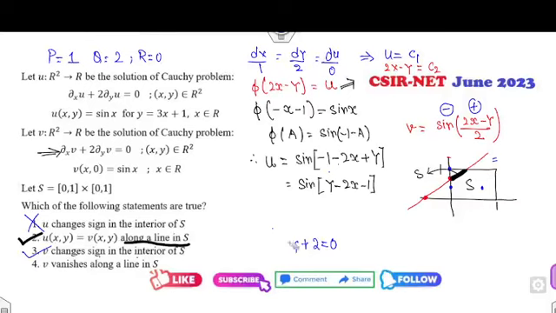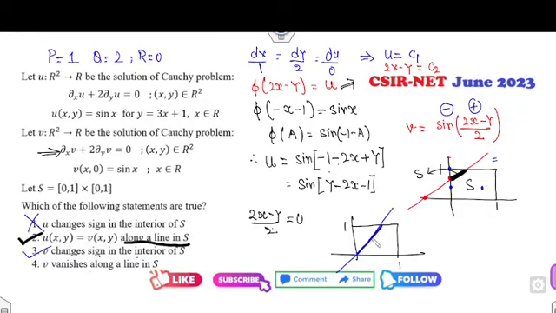Look at the last option. V vanishes along the line in S. So can you draw the graph of line? What is the line of this in the S? 1 and 1. So y is equal to x is 0. This is the line of this, and clearly say on this line, this is the portion of the S. On this line, y is equal to 2x. This is a line in the S. V is equal to 0. Yes, this option is the correct option. So B, C, and D are my right answers of this problem.